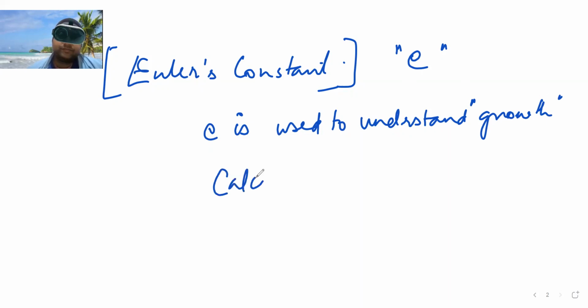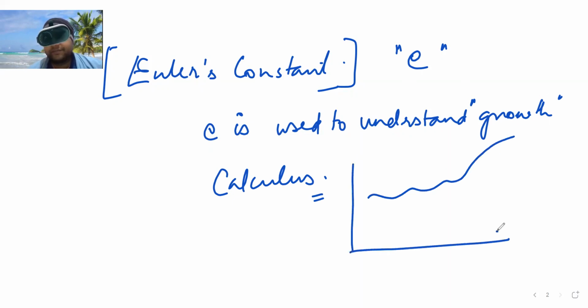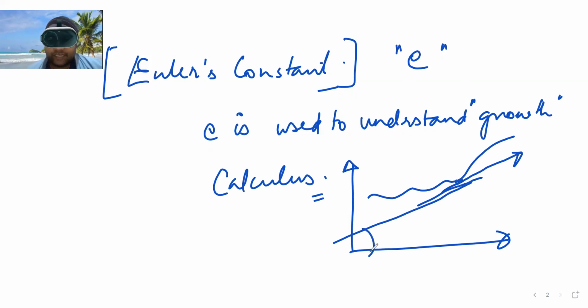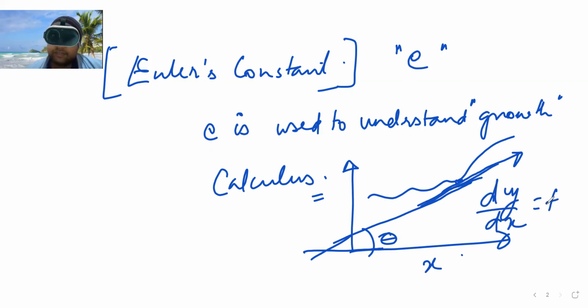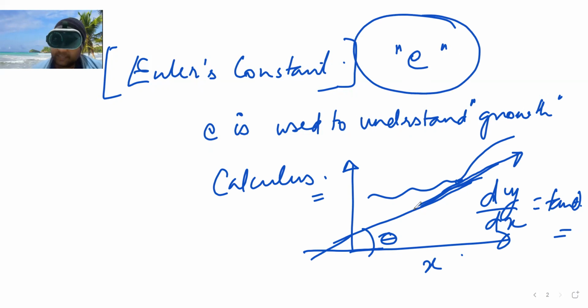So in calculus, you will always learn about graphs, and you will learn about the rate of change of the graph, right? Which is nothing but the angle that at any given point of time, the graph will make with the x-axis. This rate of change, this dy by dx, is equal to tan theta. So E, in a way, speaks the language of growth or rate of change, and which is why it is often used across as a constant in math as well as physics.